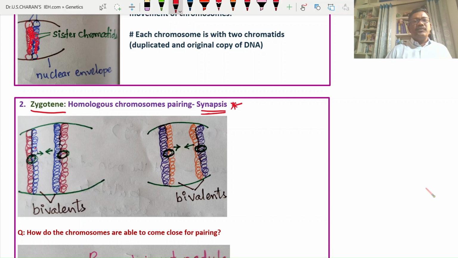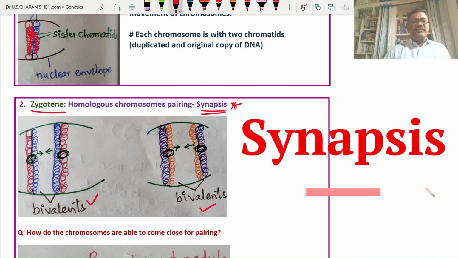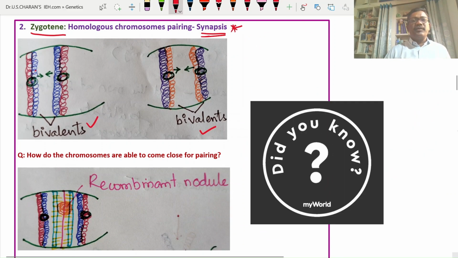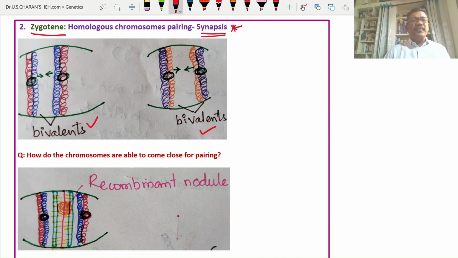So these two homologous chromosomes are moving close to each other. These are now called bivalents because they contain two. This coming close of homologous chromosomes is called synapsis, and that is happening during the zygotene stage. But how are the chromosomes able to come close for pairing? How are they coming close to each other? This is an important thing to be discussed.